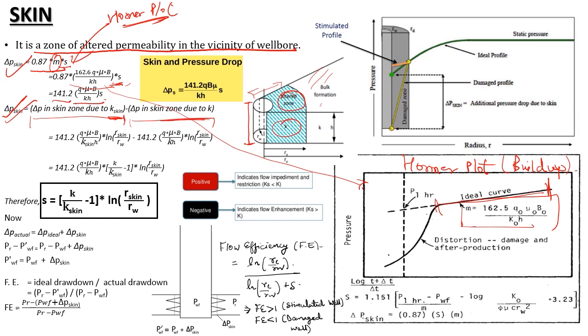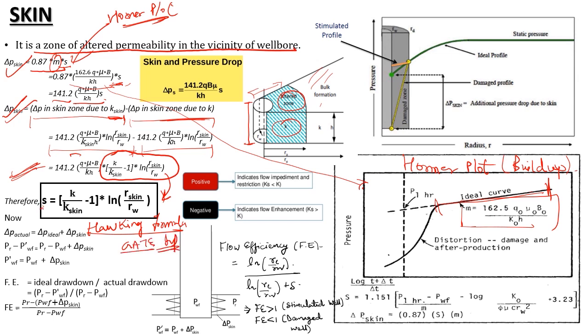Now if I place the values, I will get the regular expression, and the skin can be separated out from this equation. So this is my expression for skin, and this is also termed the Hawkins formula. Questions have been asked from this formula in GATE, so it is a very important concept.